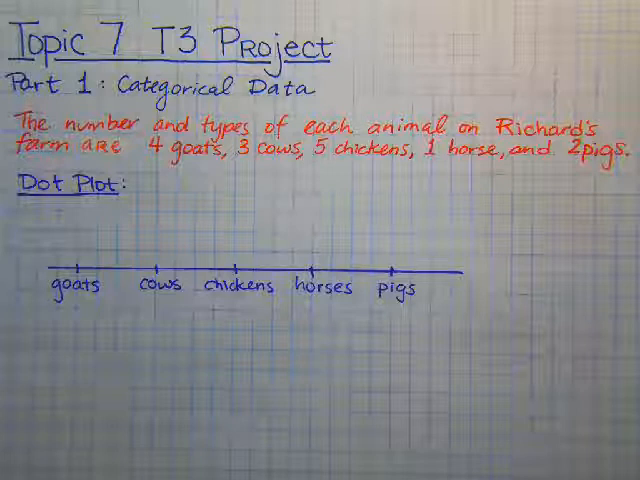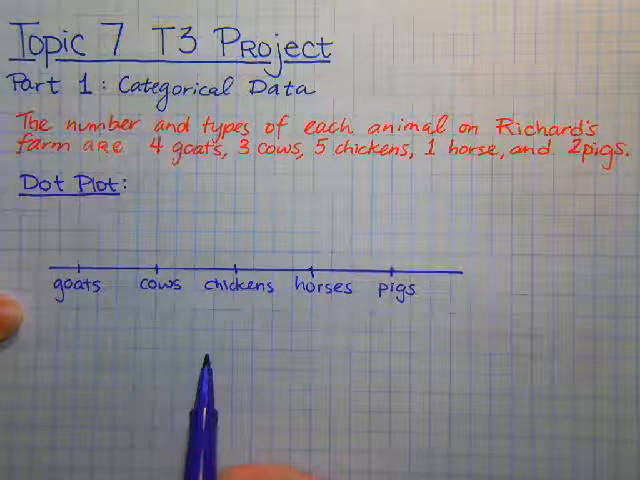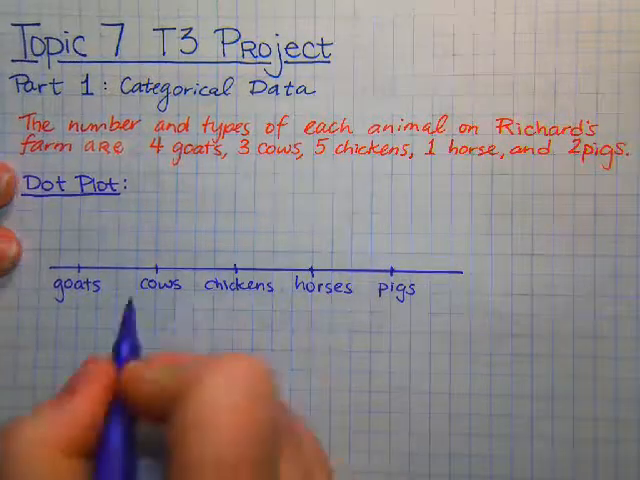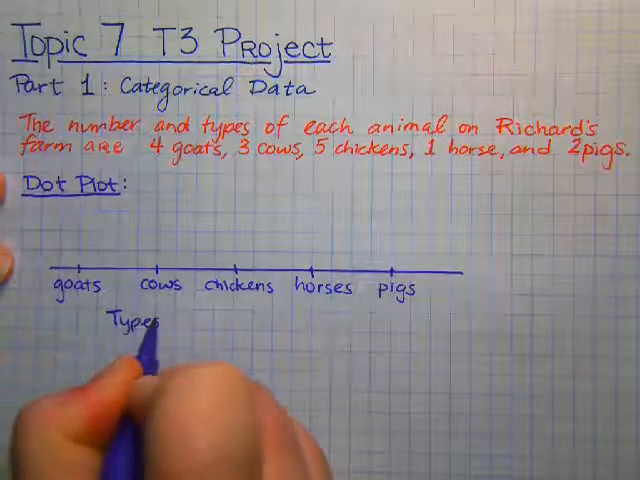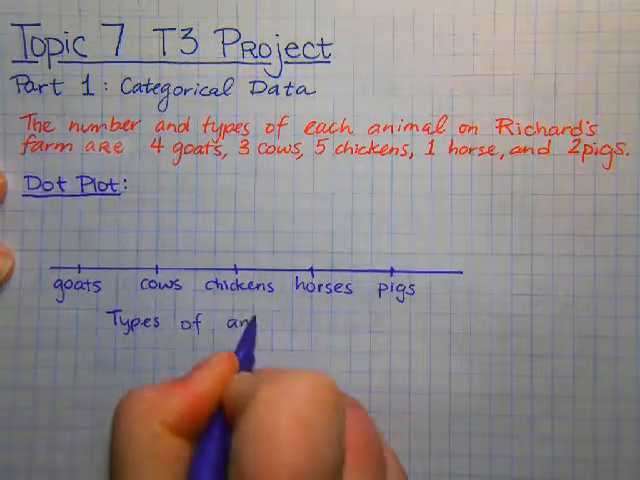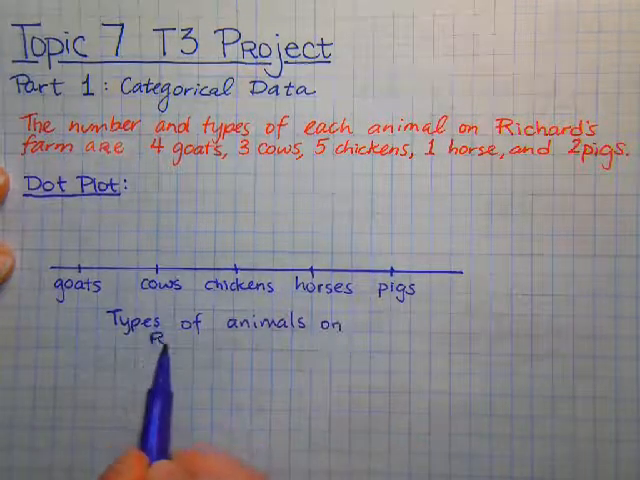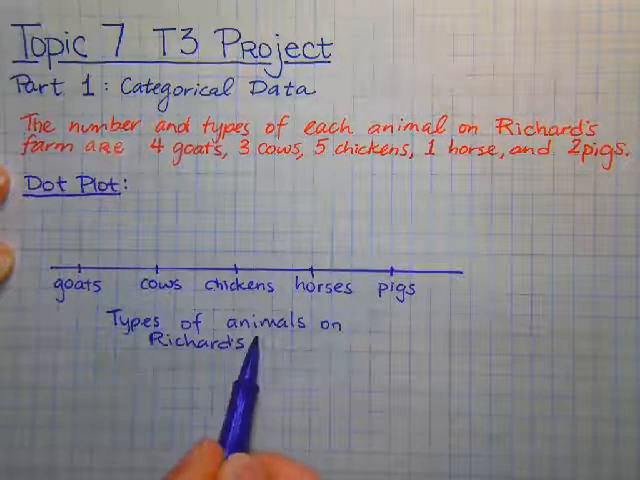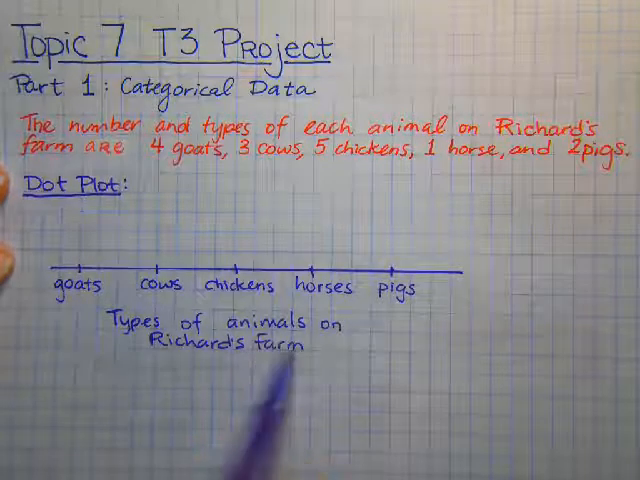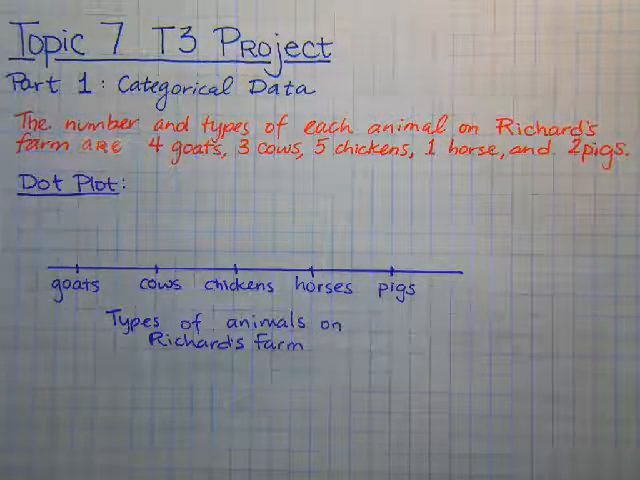But here we go. The next part that people always forget is you need to know what's going on, so you need a title. This tells me the types of animals on Richard's farm. So we have types of animals on Richard's farm. Okay, so just a little thing to tell us so we know what's going on.